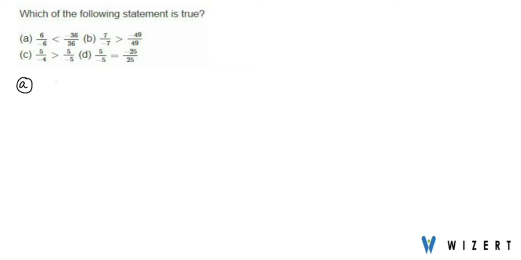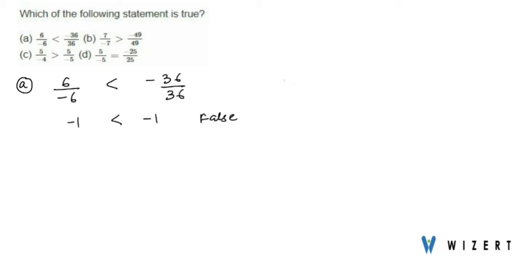So if we look into the first option A, the fraction given is 6 by minus 6 and the second fraction is minus 36 by 36. So let us see whether this inequality is correct or not. Minus 6 by 6 can be written as minus 1 and minus 36 by 36 can be written as minus 1. We can see minus 1 is equal to minus 1. It is not less than. Therefore, this statement is false.